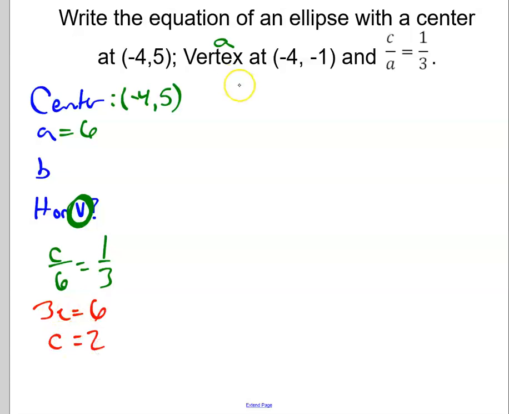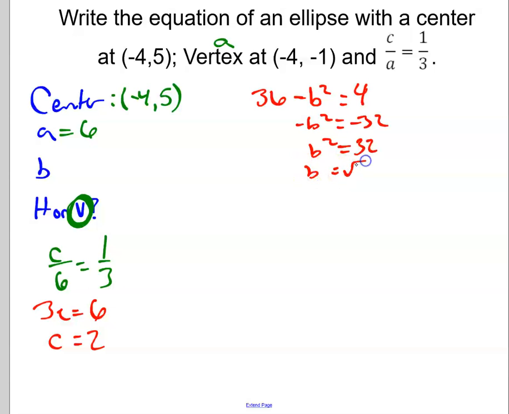And so now we can say 36, which is my a squared, minus b squared equals my c squared, which is 4. So I'm going to subtract 36, which gives me -32. So b squared is equal to 32, and b equals the square root of 32.